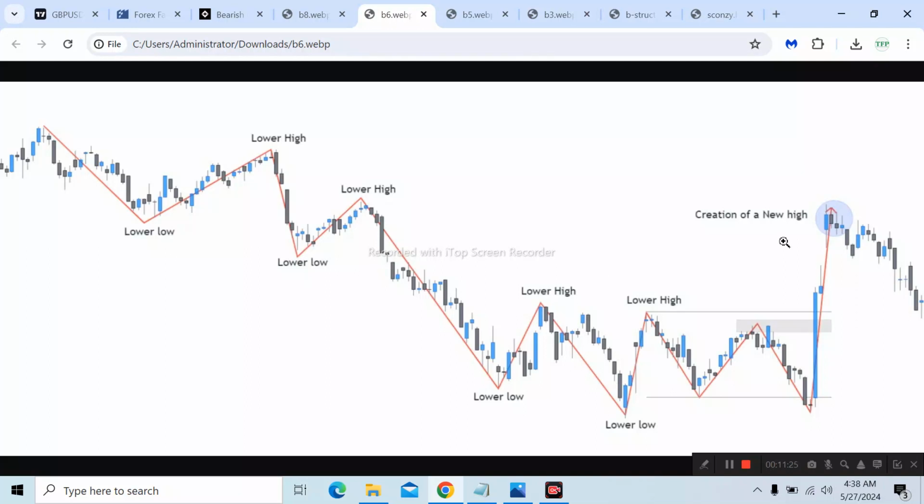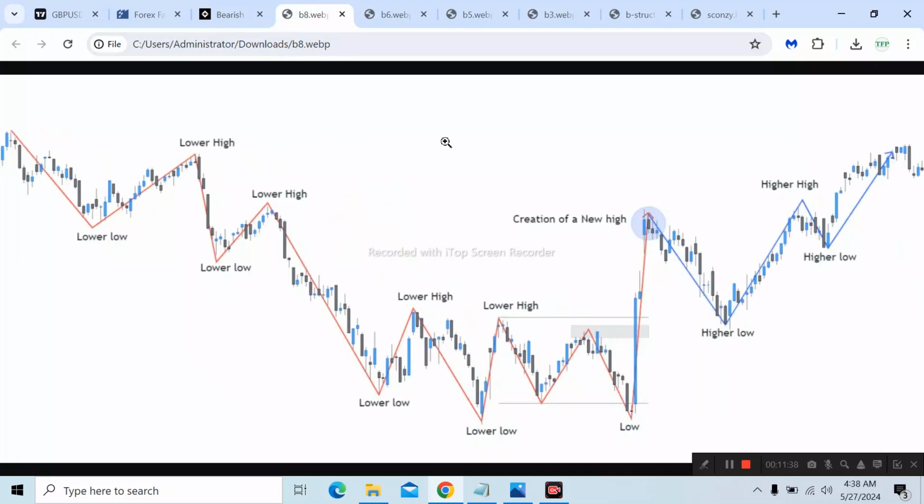How we trade this is you wait for price to make a retracement back to that lower high it created, and then you take your buy positions for price to go up to the upside. When price creates this new high, how to trade it is you wait for it to come back and create another lower high. When it retests this form here, you take your buy positions for price to move to the upside.